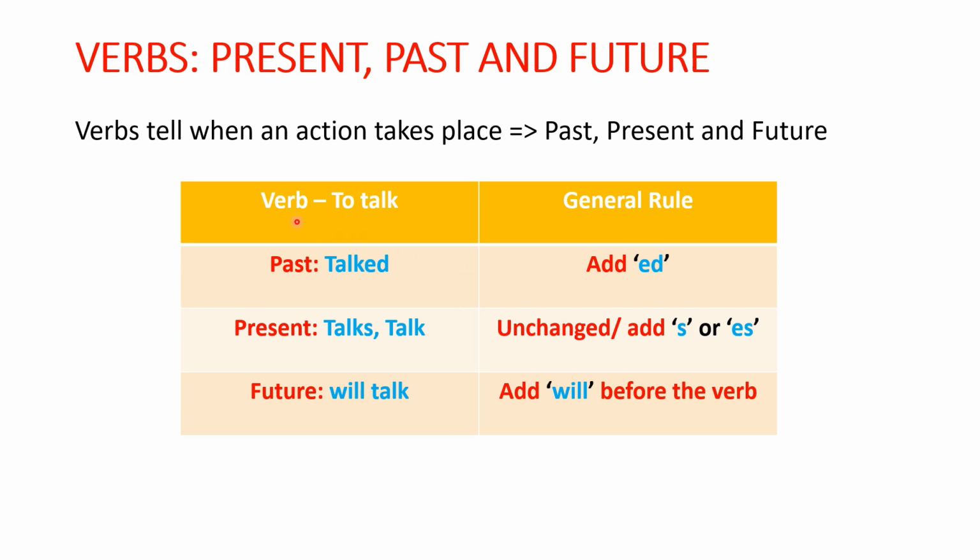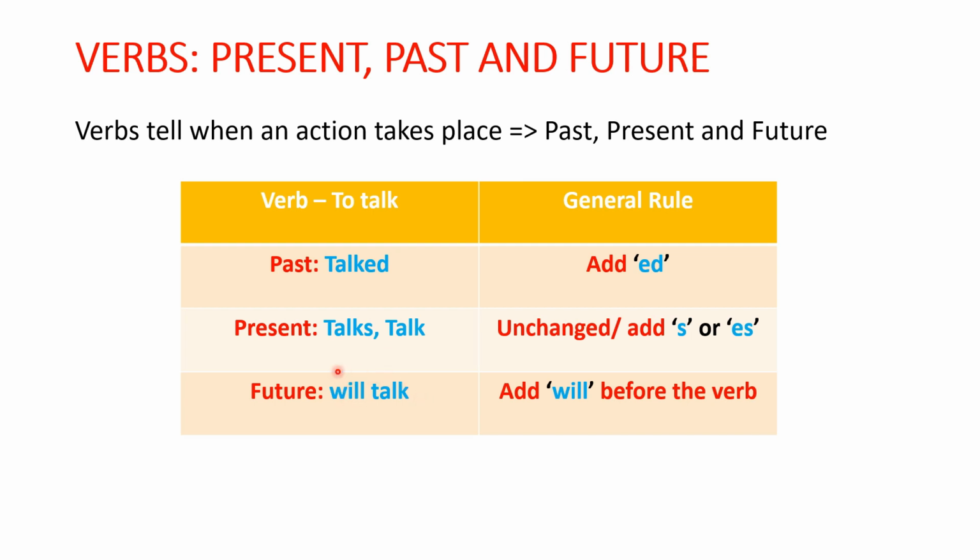Let's take an example. Here we have taken the verb to talk. For the past tense, basically what you are going to do is add ed at the end. So talked is the past tense. For the present tense, either you use the same verb as it is or you add s or es at the end. So here it is talks or talk. And for the future tense, it is very easy. We just have to add will. So here will talk is the future tense.